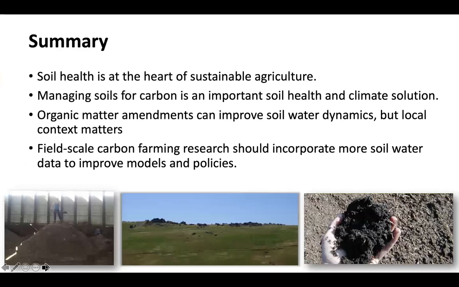So just a summary here, soil health, again, is really at the heart of sustainable agriculture. Managing our soils for carbon is important for both soil health and the climate. We have a lot of evidence that shows that organic matter amendments can improve soil water dynamics, but the local context matters, and throwing out wild numbers is maybe a motivation, but we need to hone in a little bit better and try to understand what that looks like at the site level and how that can translate to a specific farm. So these field scale farming, carbon farming research, I guess this point is more for me.